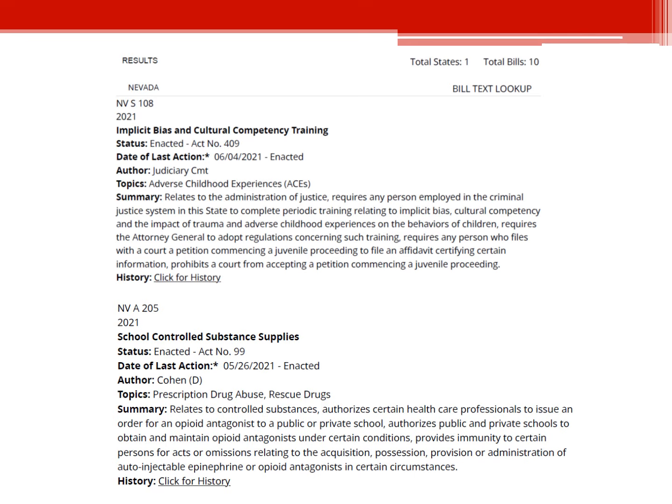What this required was that if you're a state employee in the Department of Justice in any of its forms, be it sworn law enforcement, the courts, clerks, anybody who is part of the Justice Department at the state level, would have to receive periodic training related to implicit bias, cultural competency, and this is the important part, the impact of trauma and adverse childhood experiences, or ACEs, on the behaviors of children.